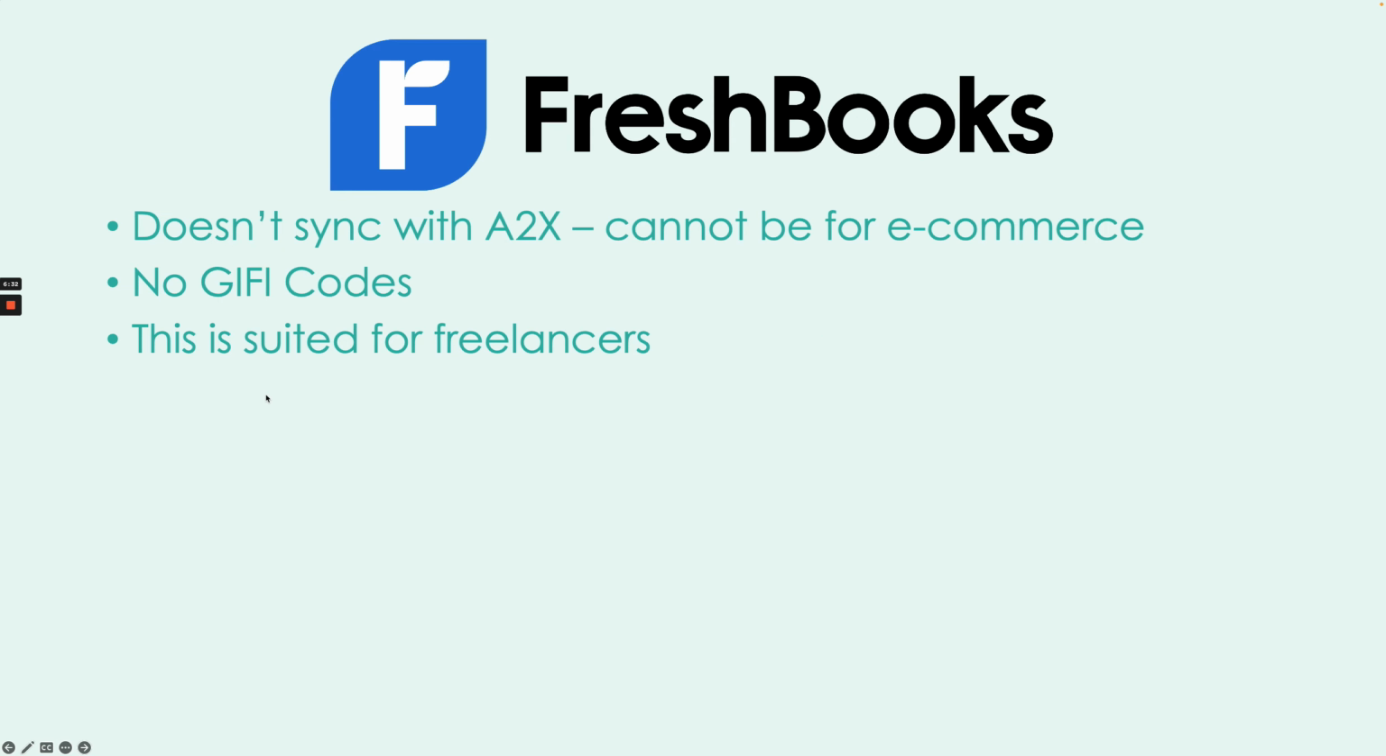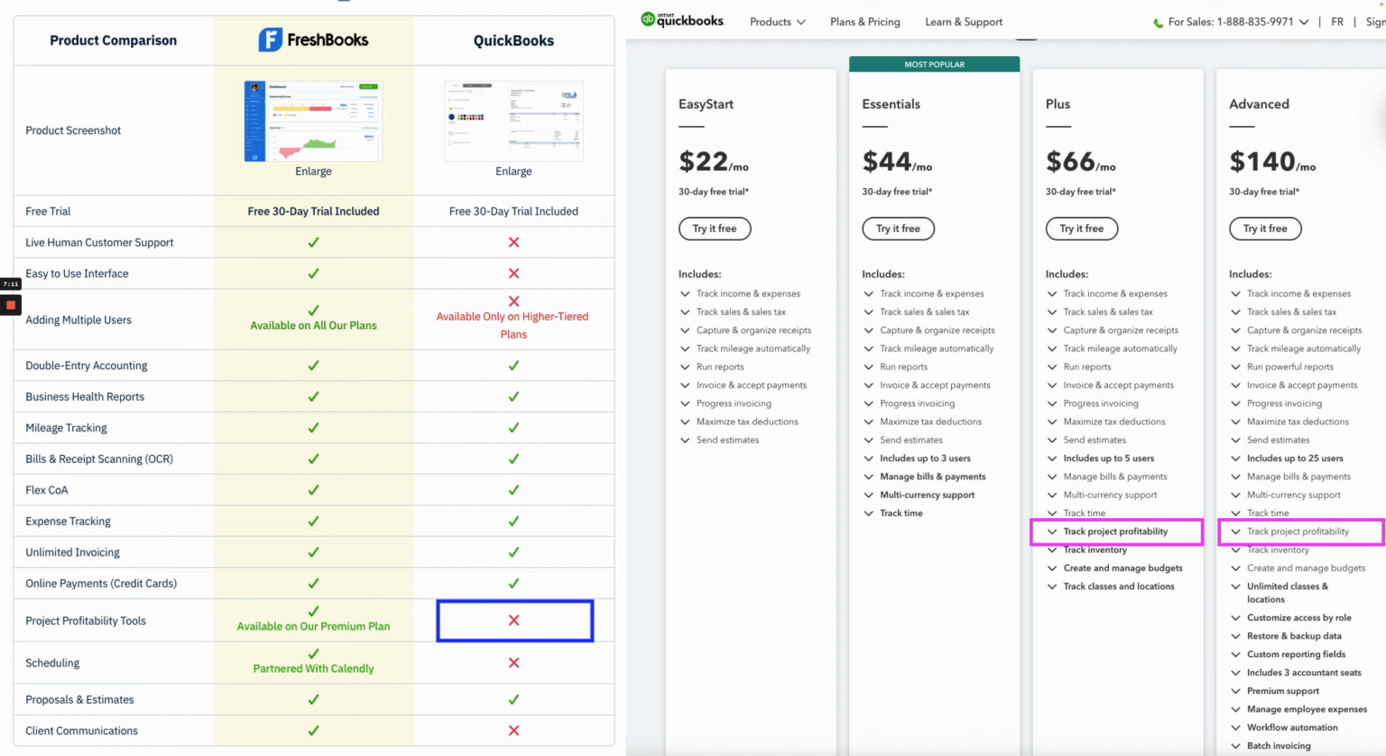Okay, next is FreshBooks. Same reason as Wave, it doesn't sync with A2X, so you can't use it for e-commerce. Again, no Giphy codes. So it's more suited towards freelancers. I do have a couple of clients that moved from FreshBooks to QuickBooks. And from what they said, they really like FreshBooks because of the time tracking function. So if most of your business is tied to time tracking, I would say you should look into FreshBooks because they have that good functionality built in.